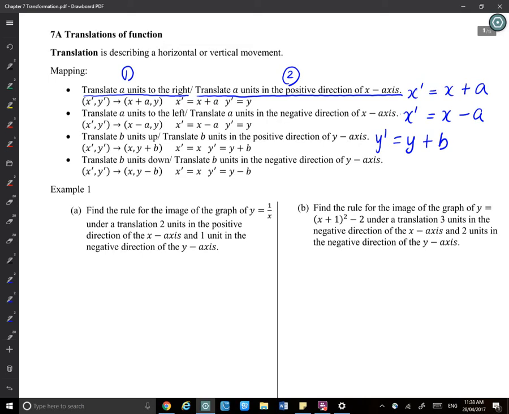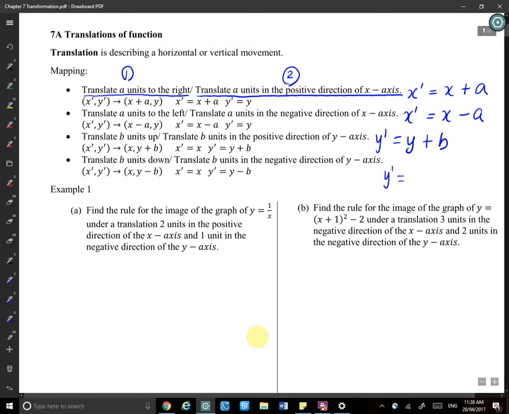That will be pretty much the same if you translate b units down. Translate b units down. So y dash will be y subtract b.